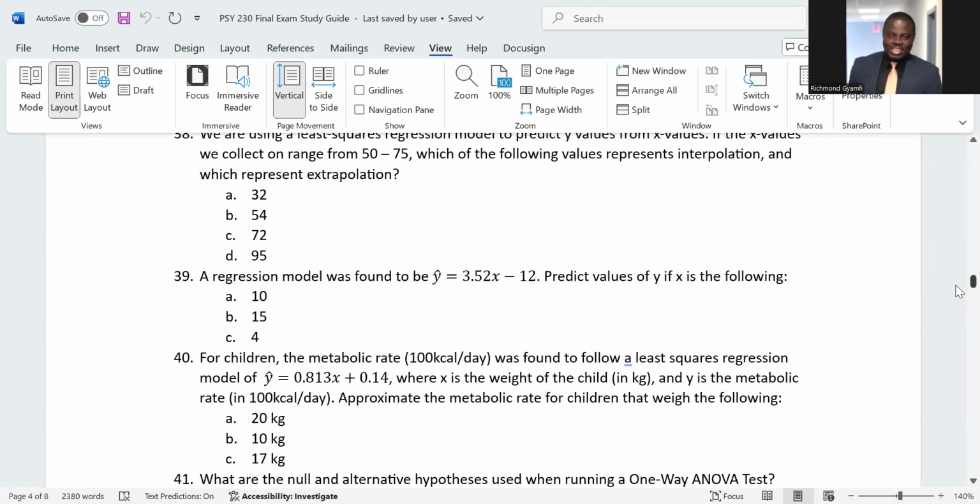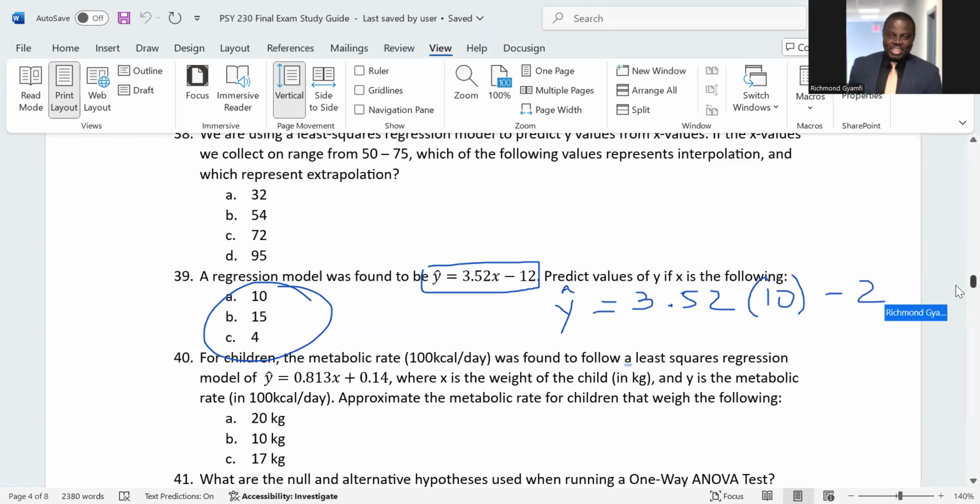Now, in 39, we're doing the same thing, but in a different way. This time around, we want to predict the values of Y. We have a regression model, and this is our model: Y hat equals 3.52x minus 12. These numbers here are going to be my X values. So if X is 10, I put 10 in for X. This gives me 35.2 minus 12, which is 23.2. So I've predicted my Y when X is 10.